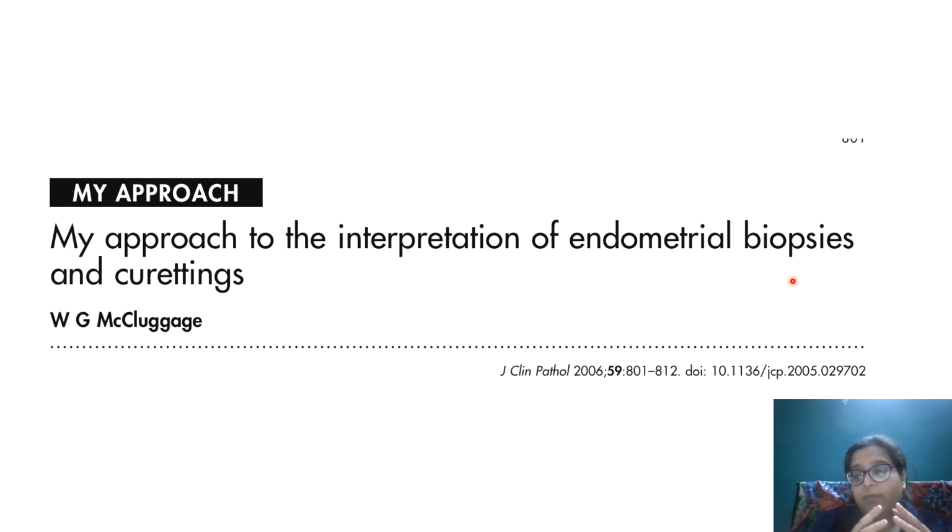Polyps can come during menses also. A lot of hemorrhage can be there in menses. Then serous carcinomas can mimic progestogenic influence. You have to be very careful. You might get just endocervix or ectocervix, so again you have to be very careful when you are examining the endometrium. These are some few points.